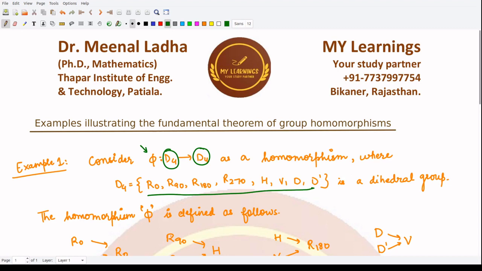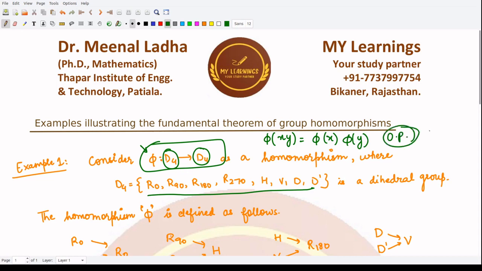Right now we say this mapping phi is a homomorphism. You can verify this by taking any 2 elements x and y, and if phi of xy is equal to phi of x phi of y, then you have the operation preserving property within it. And if you have the operation preserving property, you have a homomorphism. So we say it is a homomorphism. You can check this property by yourself here. Now, because this is a homomorphism, we can apply the fundamental theorem of group homomorphism.